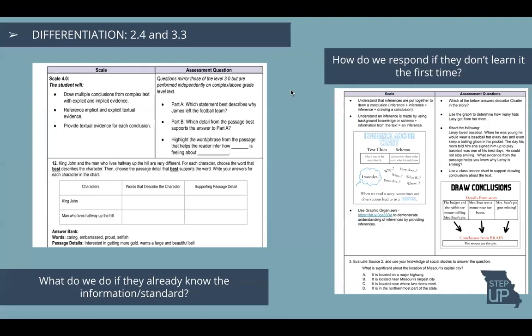And then if we want to look for differentiation, we would be looking for the ability to enrich a student when they already know the information, or again, to drop back down to the level 2 when we're scaffolding. And that aligns with Educator Growth Guides 2.4 and 3.3.